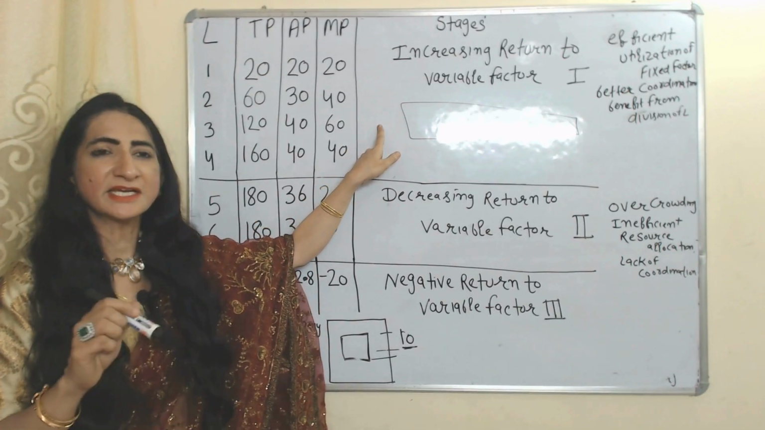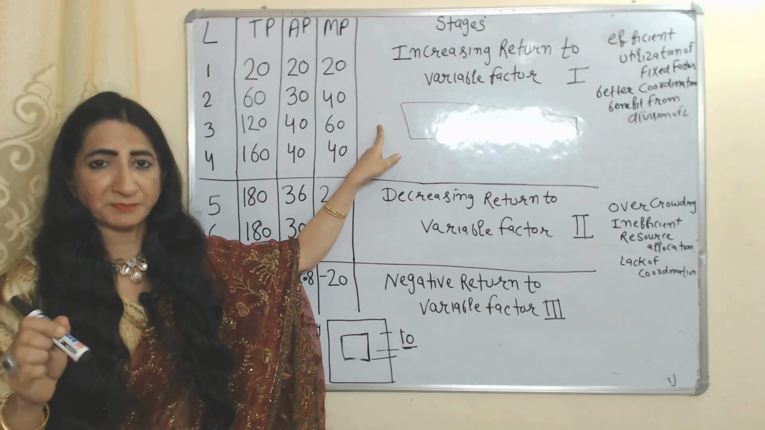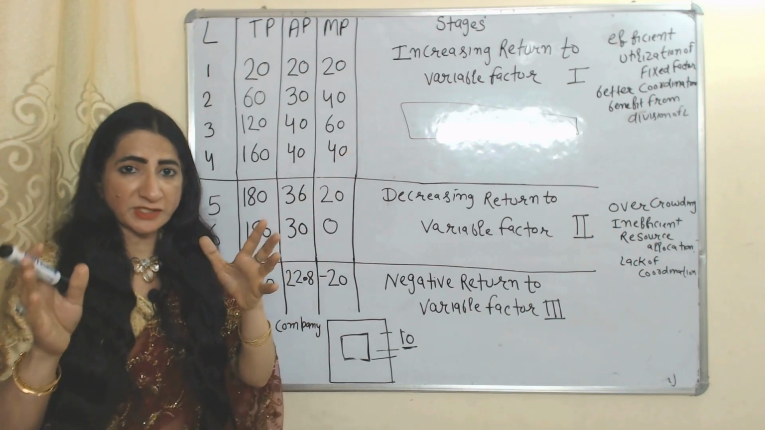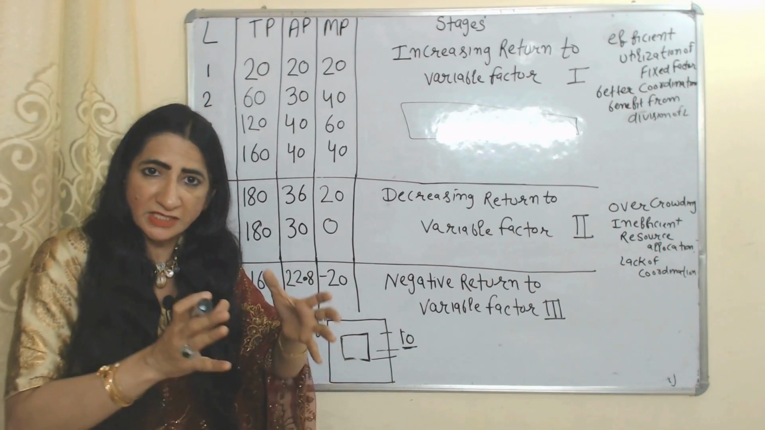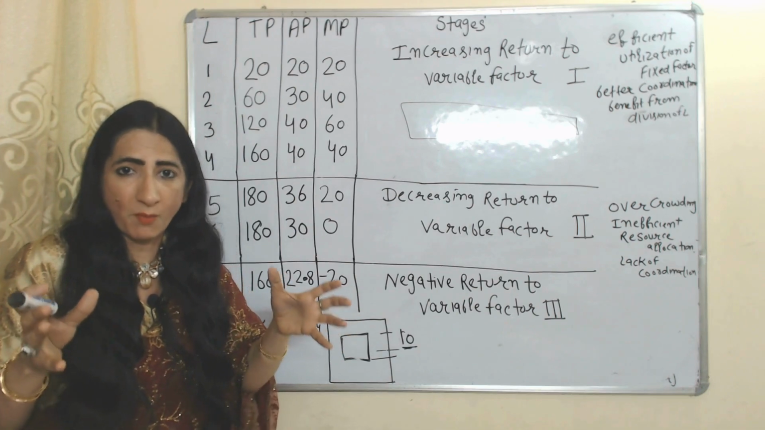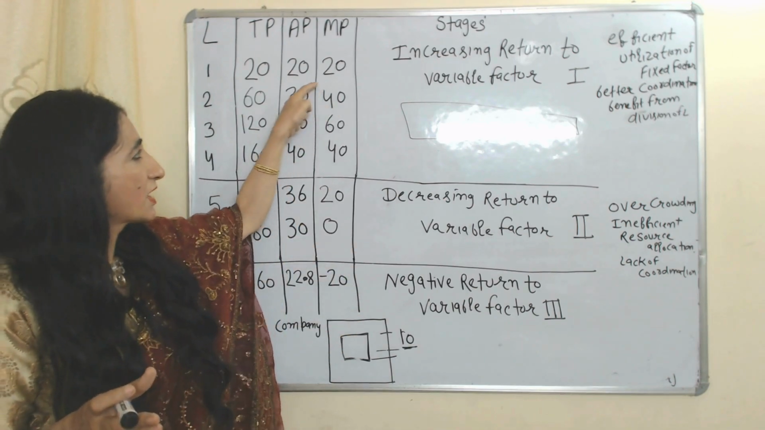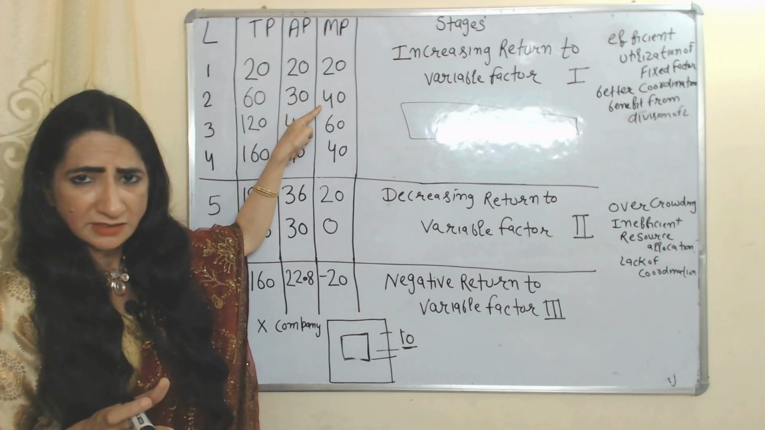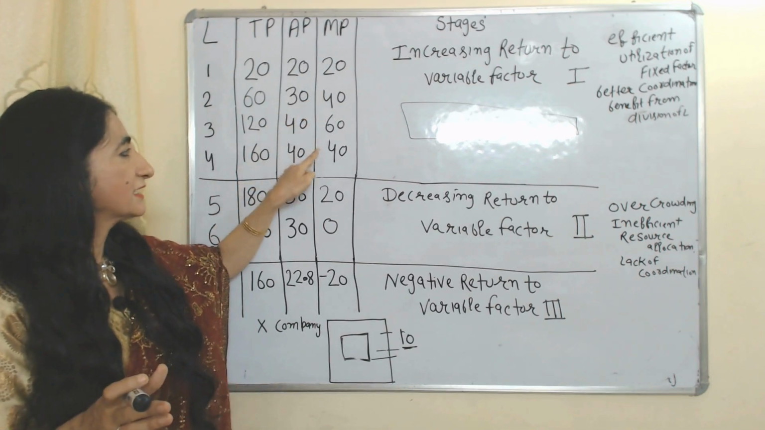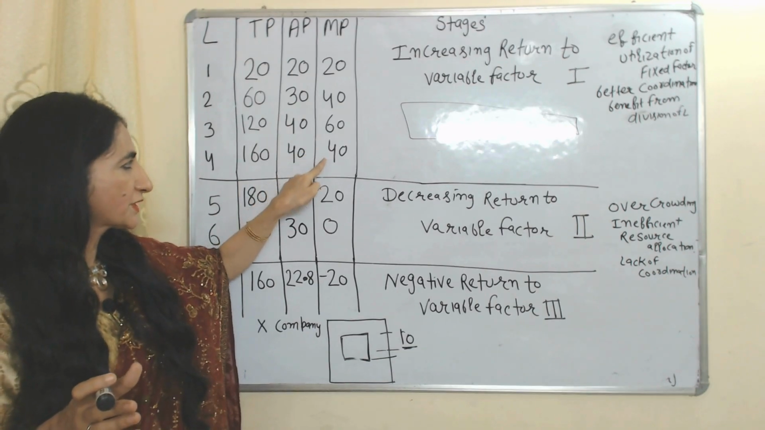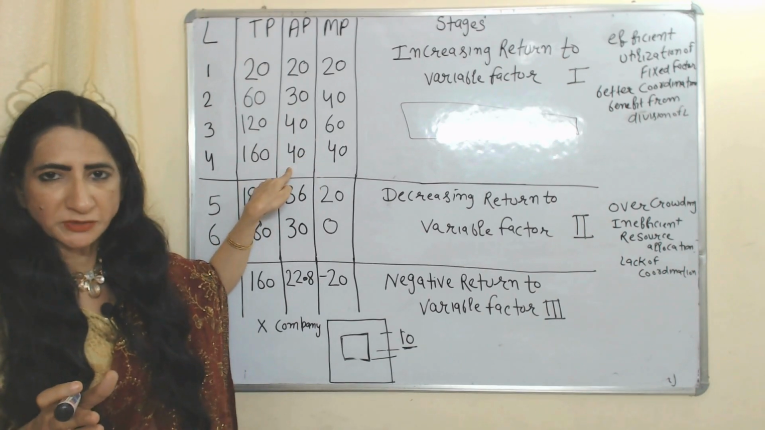The first stage is increasing return to variable factor. During this stage our fixed factor has capacity. That's why our marginal product initially increases so much. Here you can see our marginal product is continuously increasing initially, even more than average product. But at the end of this stage, our marginal product reduces and becomes equal to average product.